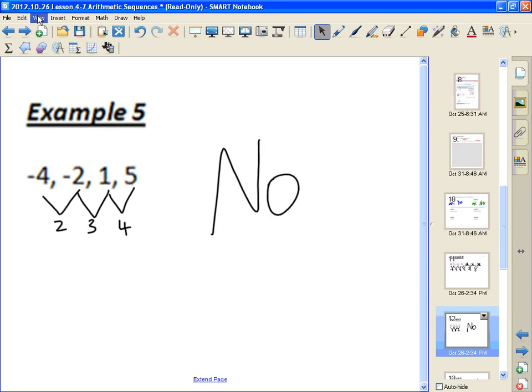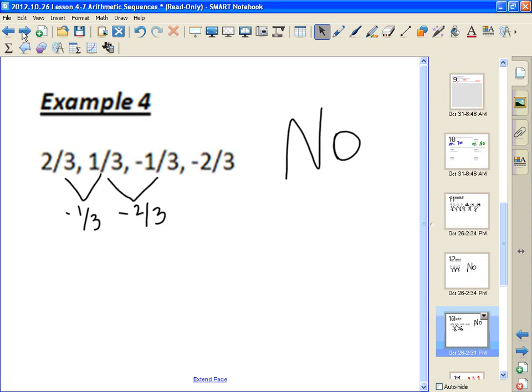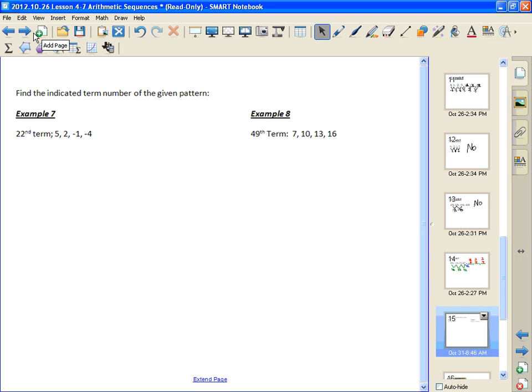Okay? Now, here's where what we learned yesterday and what we learned today come together. In example 7, it says find the 22nd term of the arithmetic sequence. Now, it is going to take forever for you to sit there and write out to the 22nd term. And if you look at example 8, it wants the 49th term. It would take a really long time to find the 49th term. But I will teach you a shortcut that I would prefer you use.